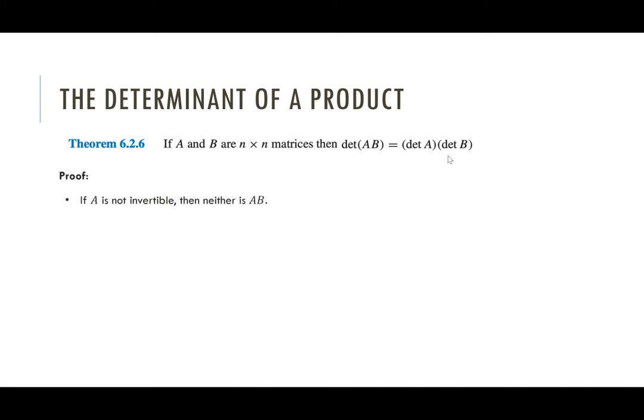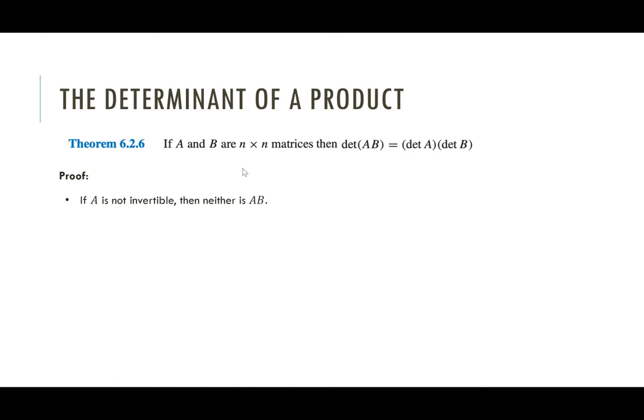Let's start here. You will be pleased to know that if you have two n by n matrices, A and B, the determinant of the product is the product of the determinants. That's always nice. All right, let's see why this is true. First, let's handle the case where A is not invertible. The claim is, if A is not invertible, then neither is AB, and so both will have determinant 0, and both the left and right hand side here will have determinant 0.